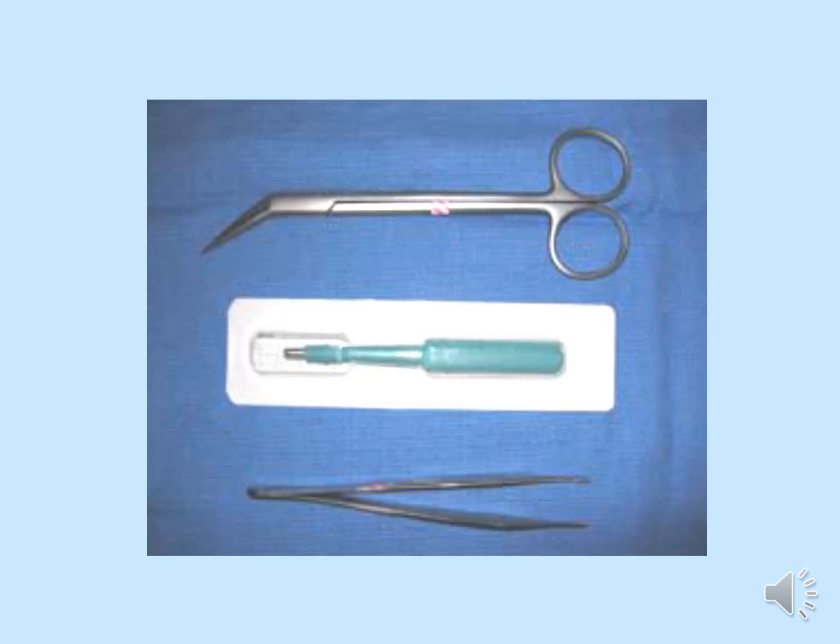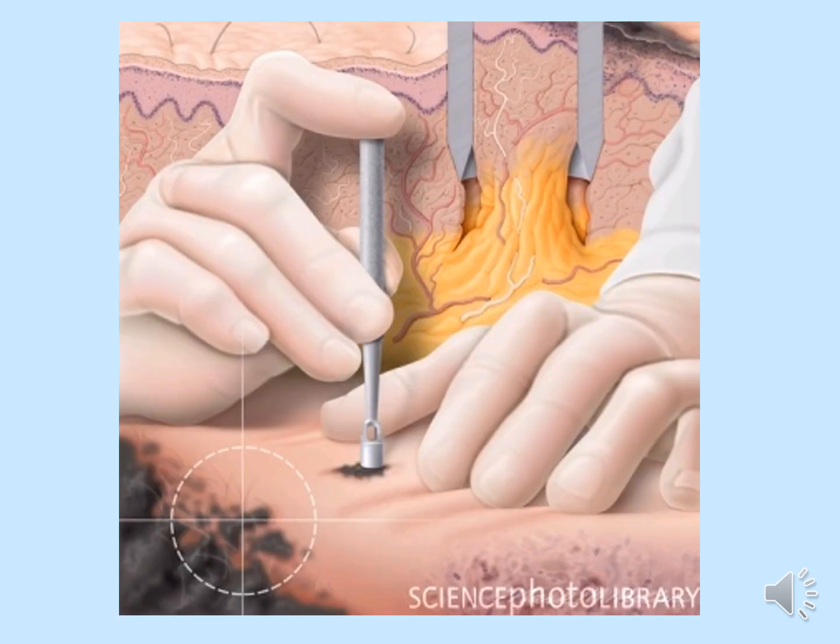Right, so this is the armamentarium for punch biopsy. This here is the punch that we have. You need curved scissors. Now, this is a very beautiful photograph, a diagrammatic representation that I've found, and I love to discuss this with my students always.